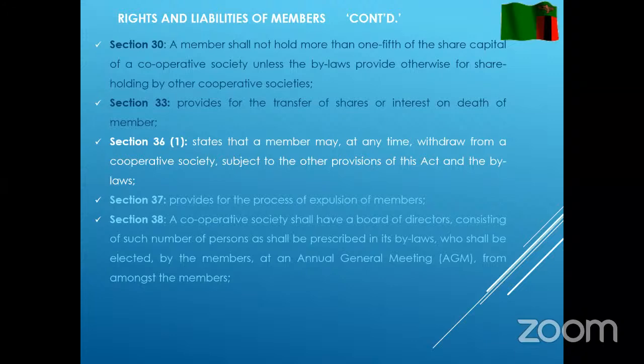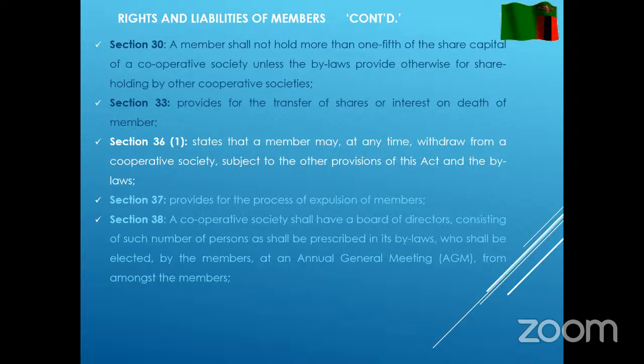Then Section 33 provides for the transfer of shares or interest on the death of the member. If a member passed on, the bylaws should provide for the transfer of shares or interest on share capital to the heir to the throne. There's someone who is always there to take over the membership. Though they have an option to either continue as a member or maybe they can decide to withdraw completely.